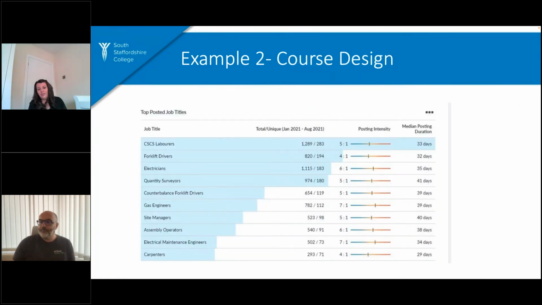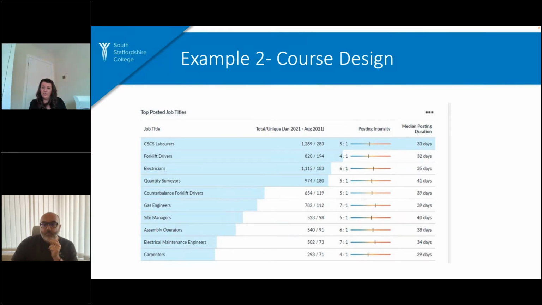So when we're looking at this, obviously we start to map curriculum and start to look at our courses. So in this example, you can see CSCS labourers, as you'd probably expect in this area, are at the top of that list for job demand. But one of the programmes that we put on as a result of this was a jump start into construction, where we put on a short adult offer, which included them gaining their CSCS card, as well as doing some health and safety and some basic employability skills.